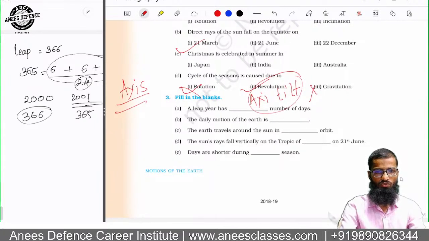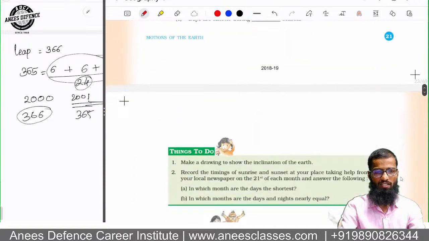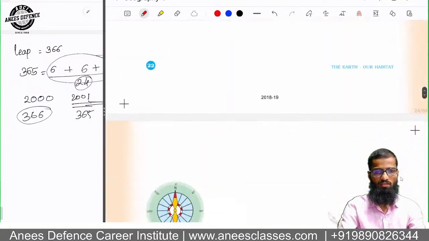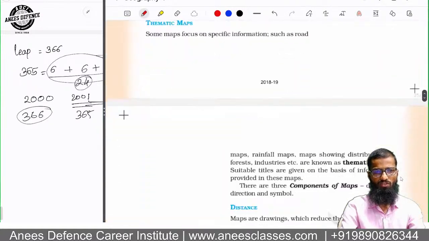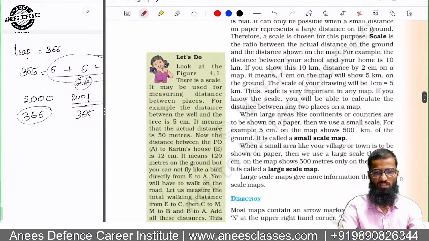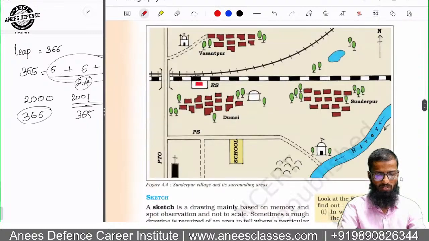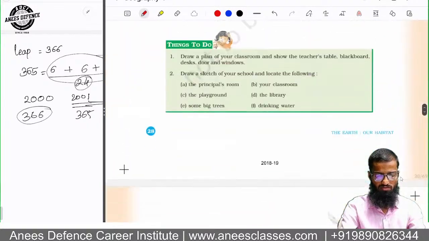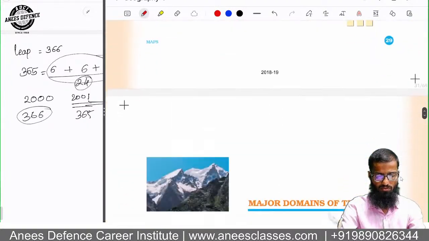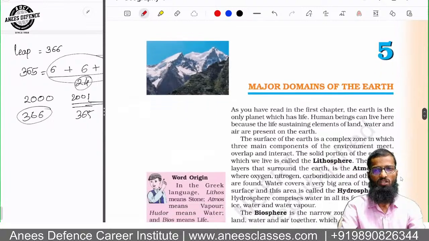Yes, so you have to read all this. The next chapter is not important for us. We'll jump to the fifth chapter because that is important from the exam perspective. This is Major Domains of the Earth.